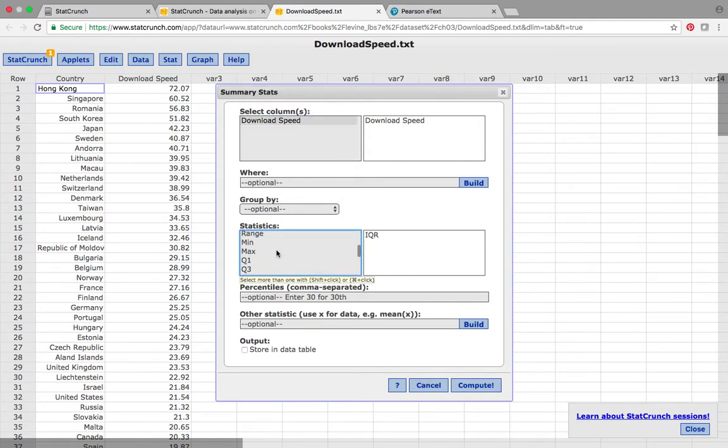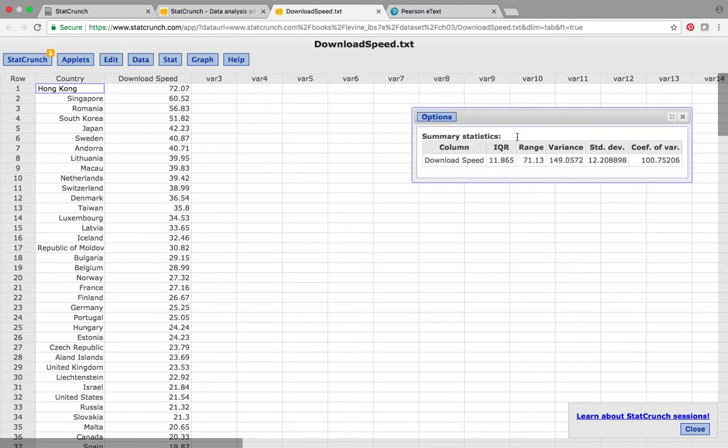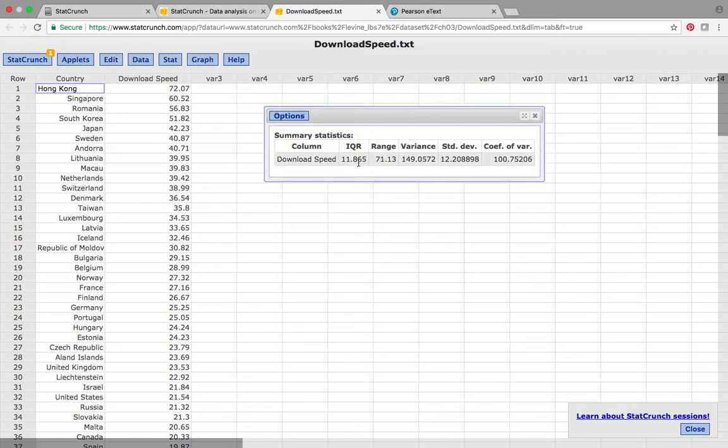So the IQR, the range, the variance, the standard deviation, and the coefficient of variation. All right, so hit compute. IQR 11.87. This tells me that the range of the middle 50% of our data is about 11.9. The range is the difference from the highest to the lowest, so that's about a 71 difference. Variance, standard deviation, and coefficient of variation are just measures of variation.